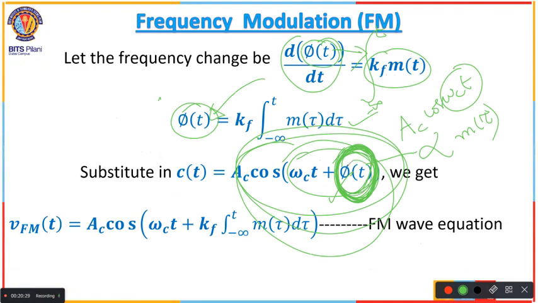You want to write it in terms of only frequency, right? Omega c t plus phi of t, right? What is phi of t when you write in terms of frequency? See, d phi of t by dt is equal to frequency, right? What is frequency? What is phi of t in that case? If you want to write in terms of frequency, integration. Yes or no? Come on.